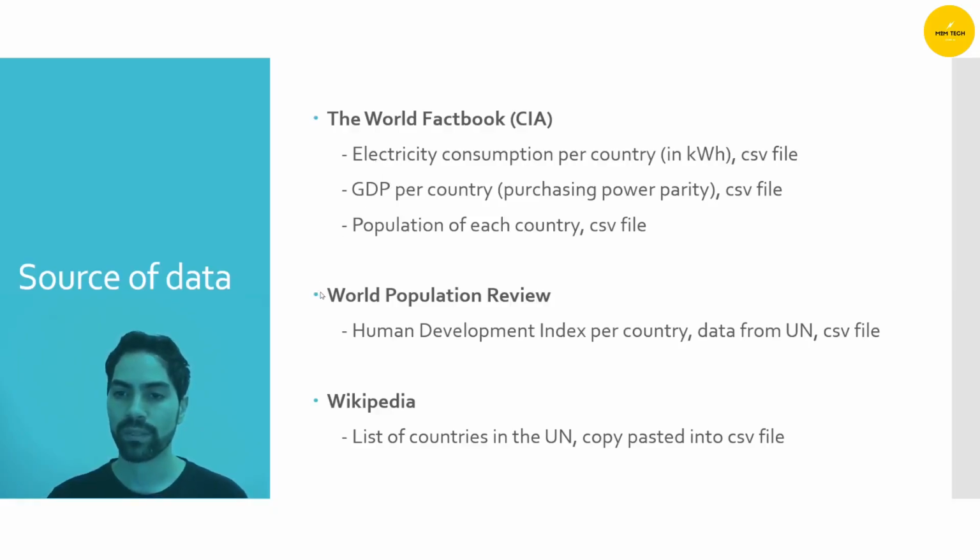Then from this other website, the World Population Review, I obtained the Human Development Index per country. That data is actually from the UN, also in a CSV file. And finally, I used the list of countries in the UN that I took from Wikipedia. I just copy pasted that into a CSV file.